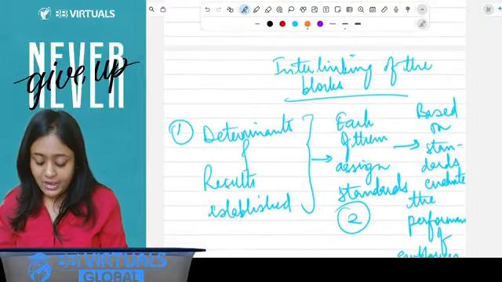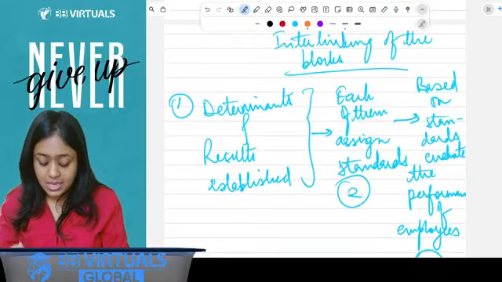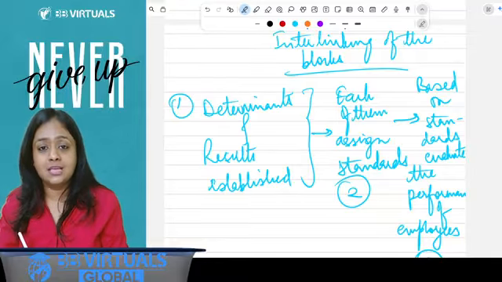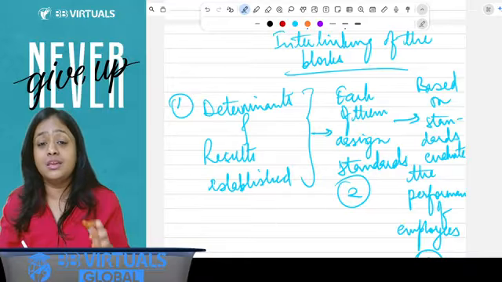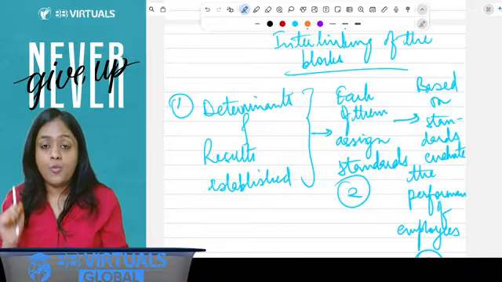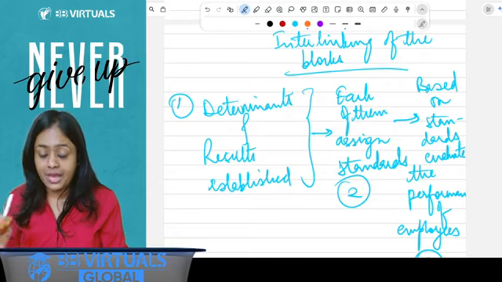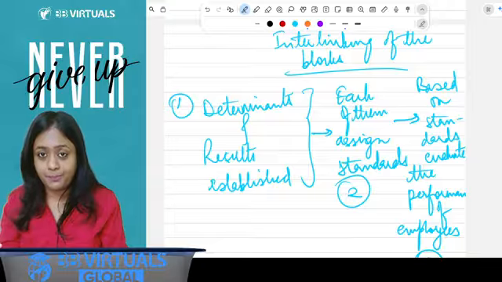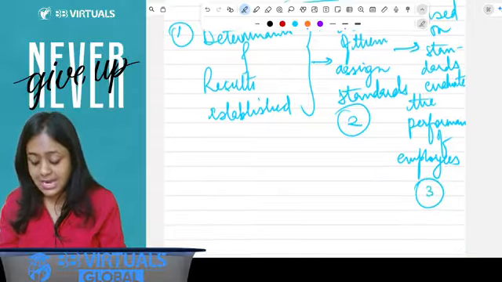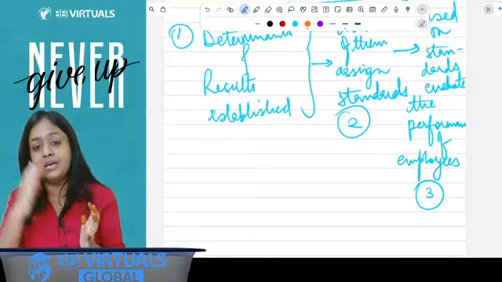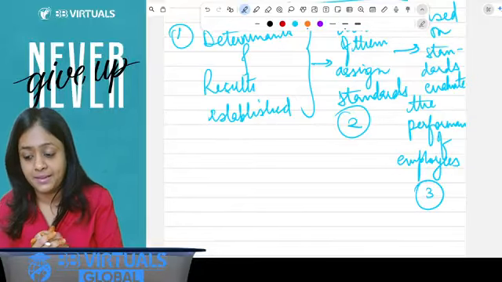Now if I interlink the blocks, the determinants establish the results. Once they are established, then we match them with the standards. And then we reward the employees based on the standards evaluation. So this is how the interlink between the blocks takes place.